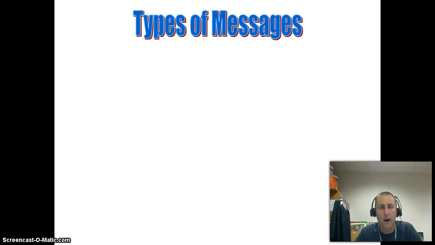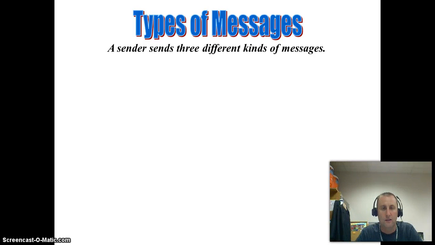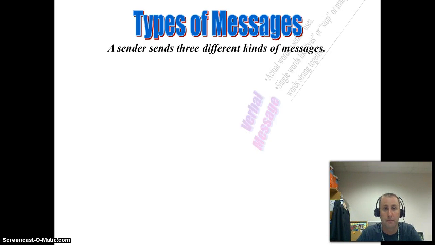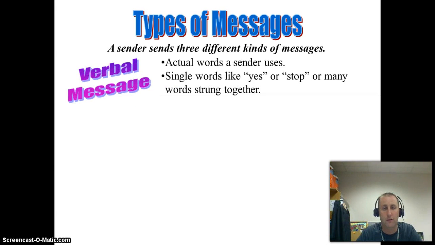So there are really three basic types of messages that a sender and/or a receiver can utilize. And those three types of messages are verbal, vocal, and nonverbal messages. Let's start first with verbal messages. Verbal messages are actual words a sender uses. So single words like yes or stop or other words strung together would be a verbal message.